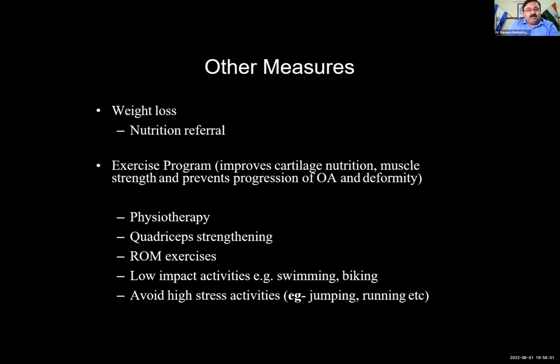We also guide the patients about weight loss. Weight loss is a very, very difficult thing. It is easy for us as doctors to advise somebody to lose weight, but it is very difficult. And always tell them about the good role of physiotherapy, quadriceps strengthening, range of motion exercises, and avoiding jumping. If they can do cycling at home, that is excellent. And if some are able, they can go for swimming. That's also good.